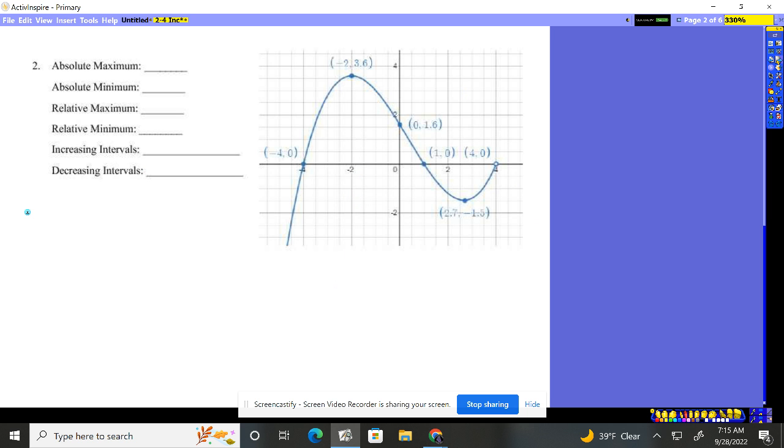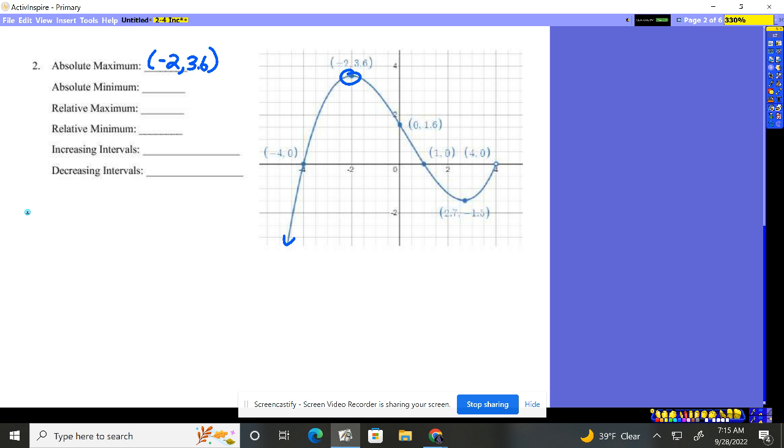All right, the next one has a little bit more. The absolute maximum. Is there a point where this guy is at the highest point? Now, he goes down forever, but he doesn't go up forever, does he? Right here is a spot where he's at the absolute highest of his graph. So the absolute maximum is at the point negative 2, 3.6. These are going to be points.